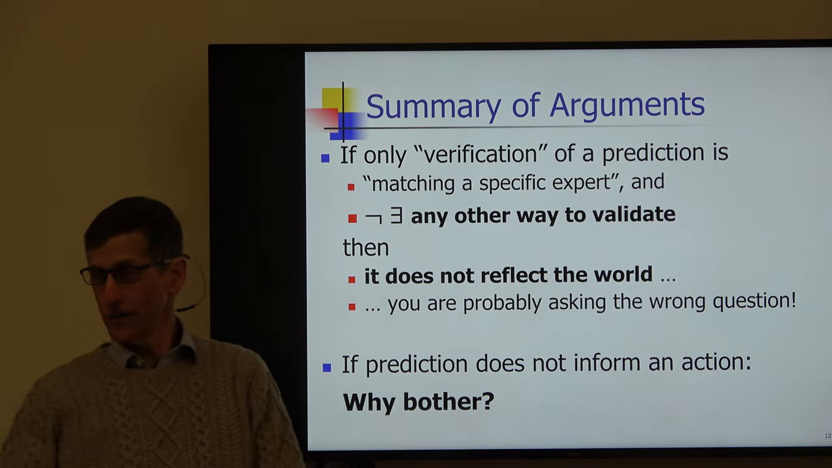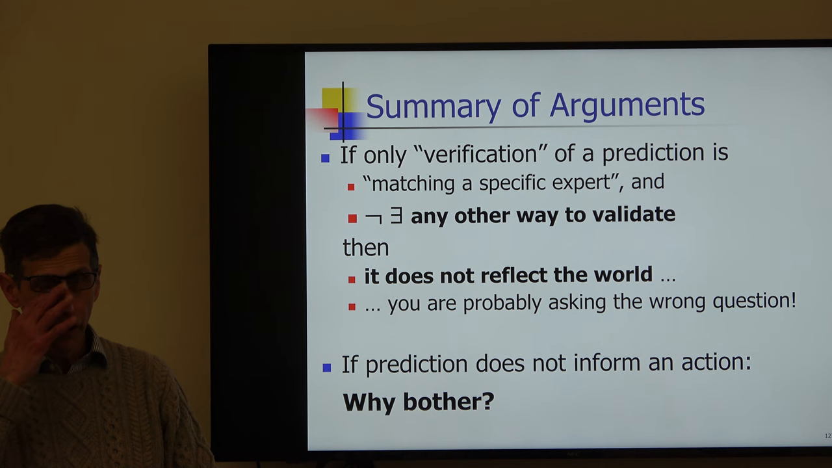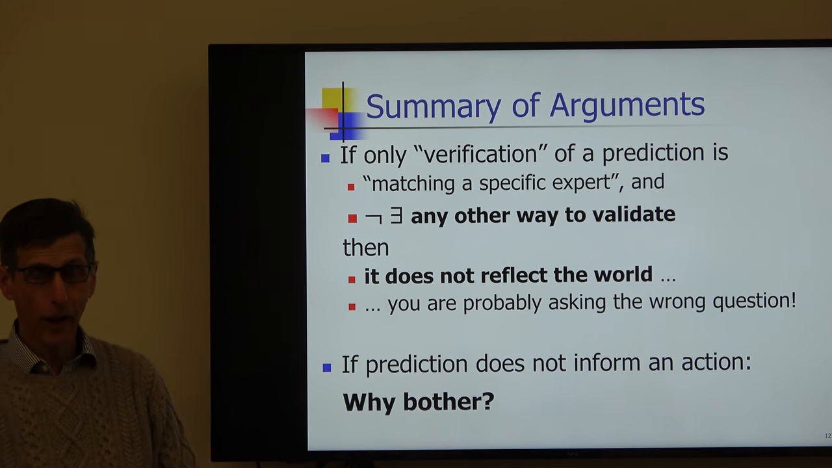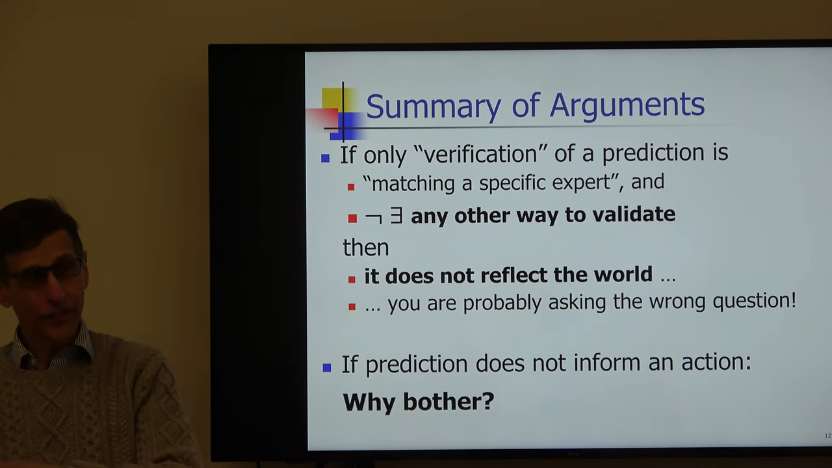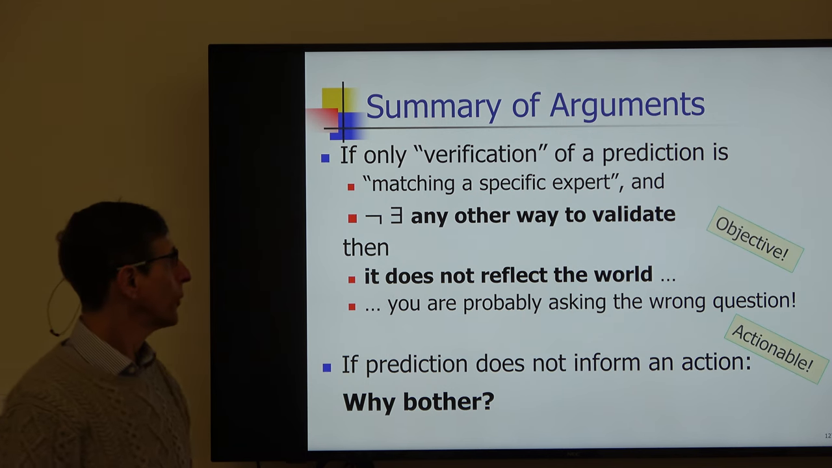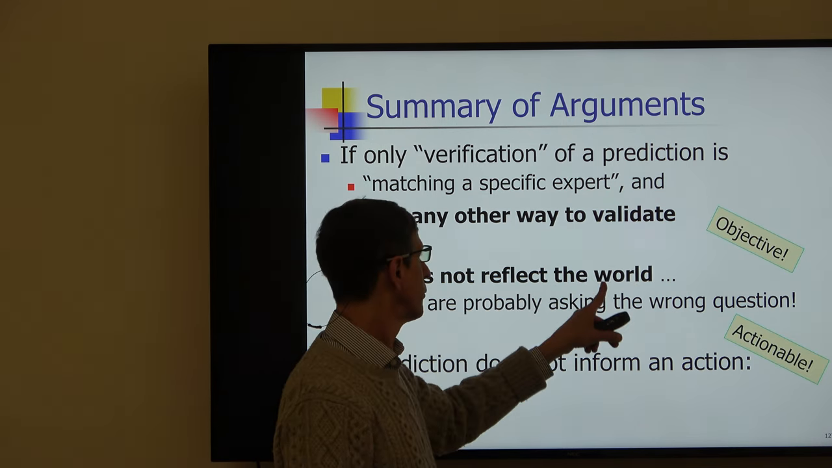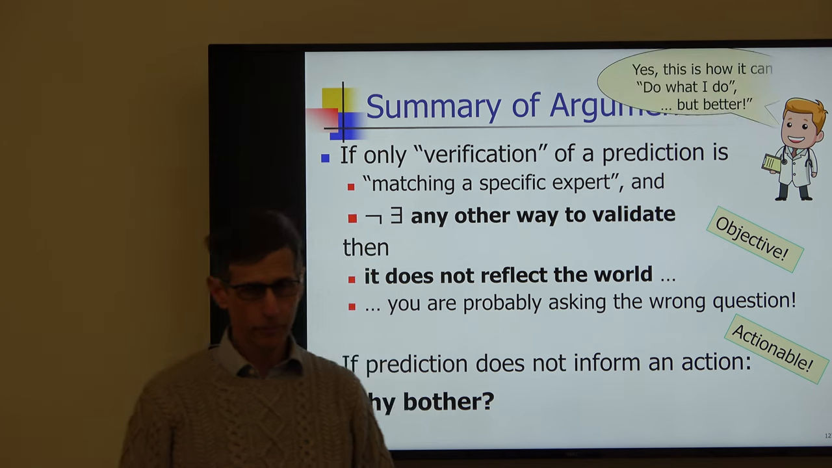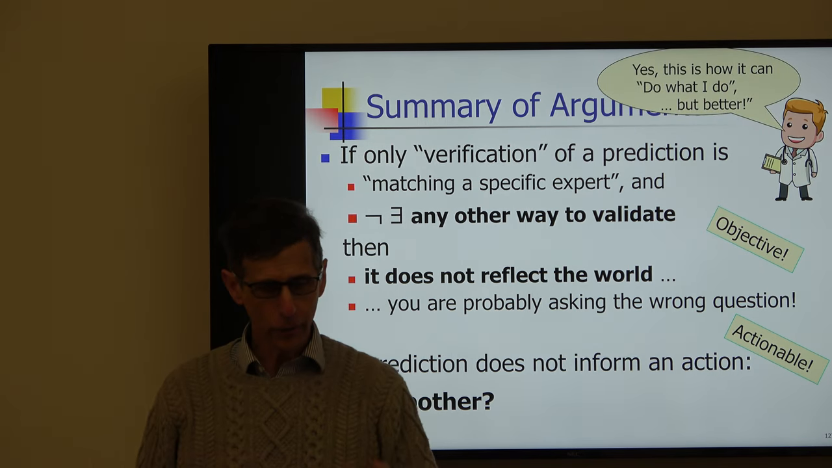Now that's nice, this guy's going to die, this guy's going to do better. The guy does better, it's going to die. Let's take this action. Now it's an action. So this is why I want objective and why I want action. This is how I can do what I do to do it better.